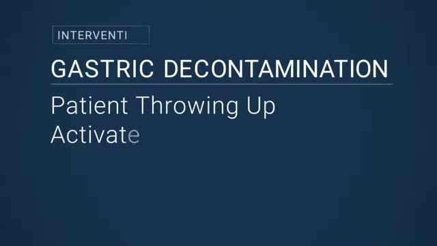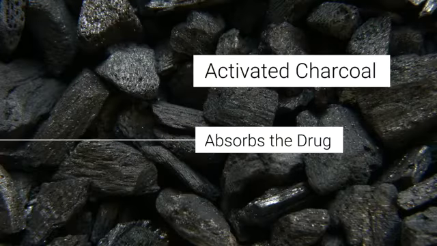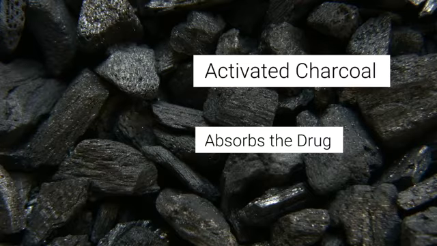The second and probably most common means of decontamination we consider is activated charcoal. Now, activated charcoal works by adsorbing any drug that continues to be in the GI tract before it can move into the blood and cause systemic toxicity. Activated charcoal is effective and should be considered when you feel like there's a good chance that there's still a dangerous amount of drug in the GI tract that could go on to cause serious effects.